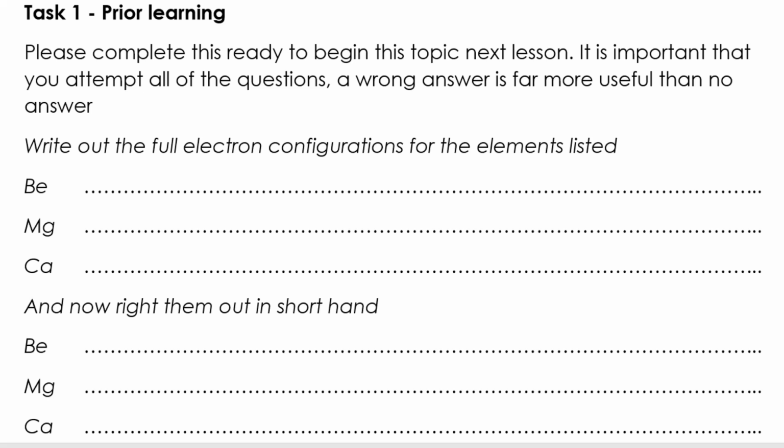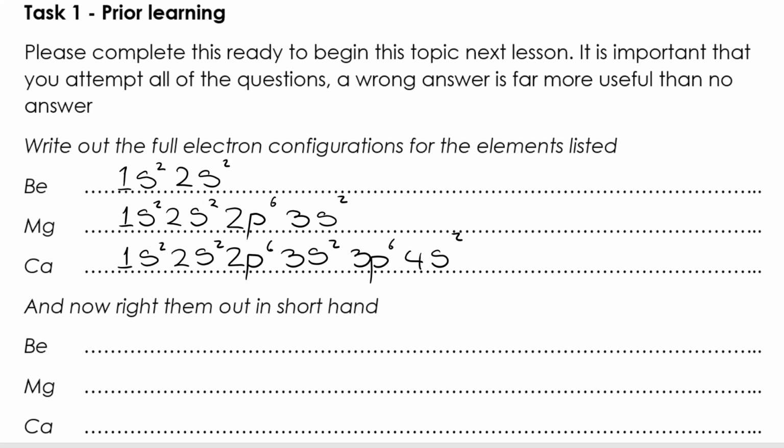So for beryllium, beryllium has got 4 electrons. Now we hopefully remember that we go 1s, 2s in the order, and each of those holds 2. So 1s2, 2s2. Magnesium is 1s2, 2s2, 2p6, 3s2, because it has 12 electrons. And calcium, going up to 20 here, we've got 1s2, 2s2, 2p6, 3s2, 3p6, 4s2.